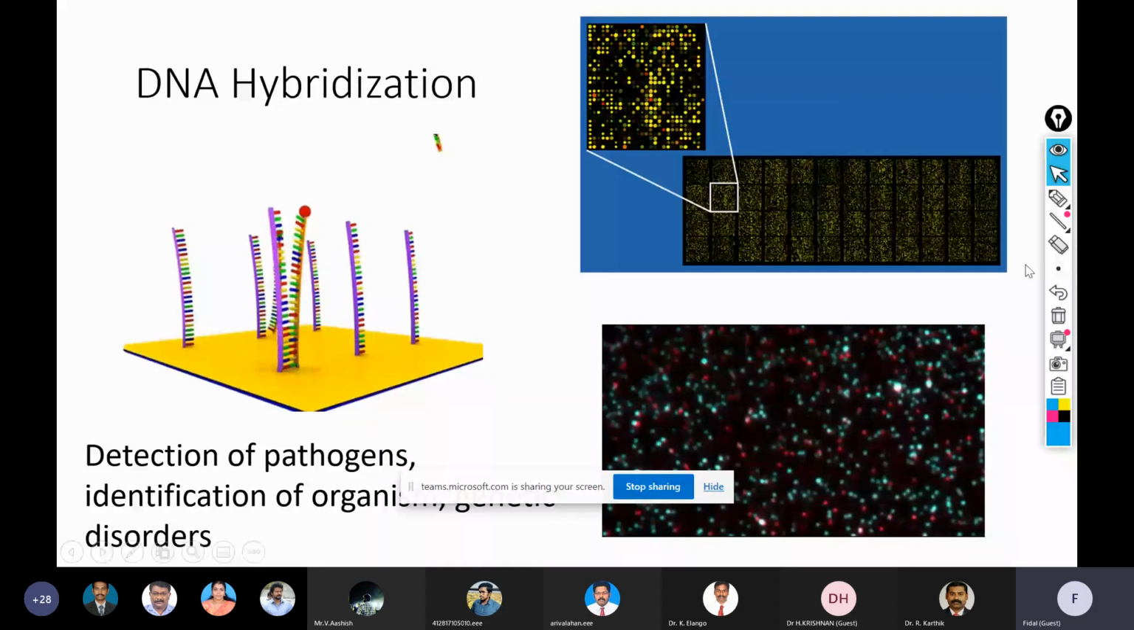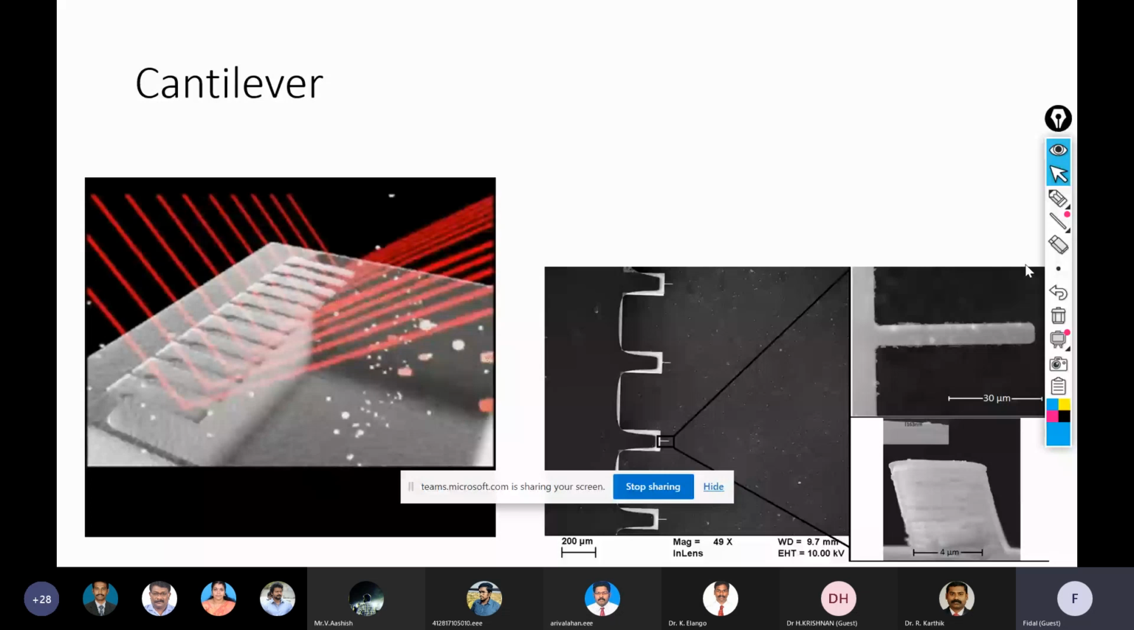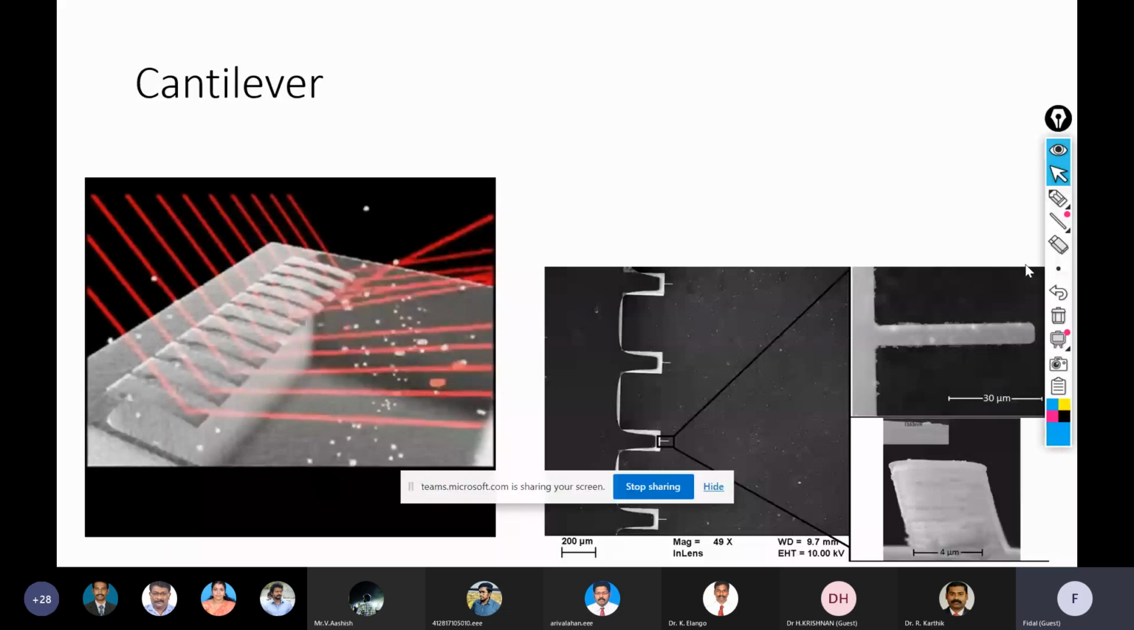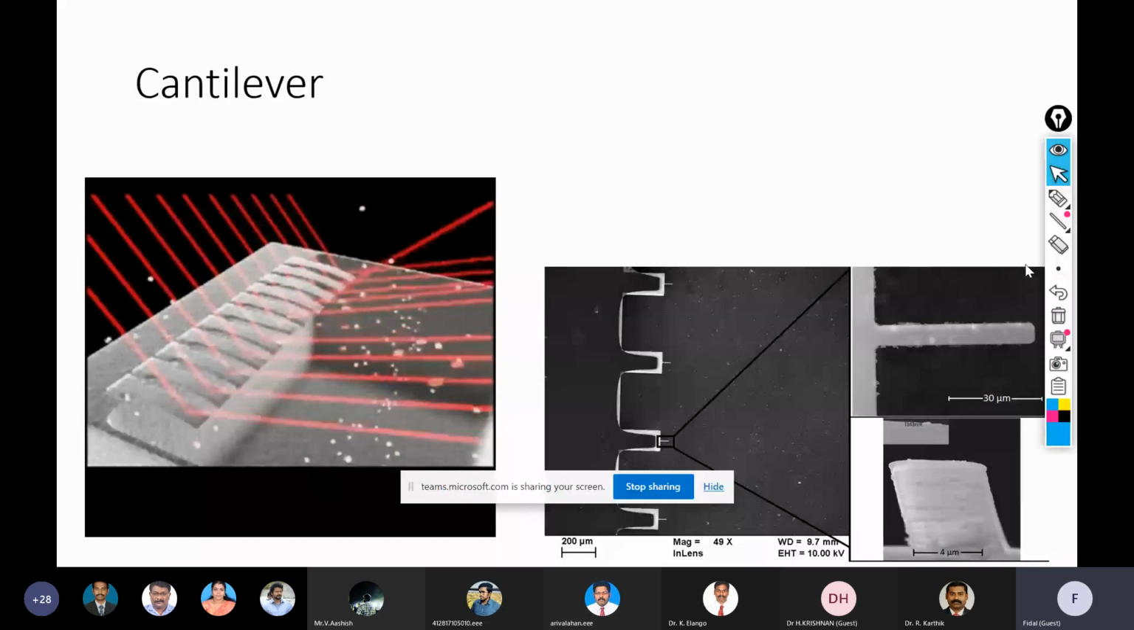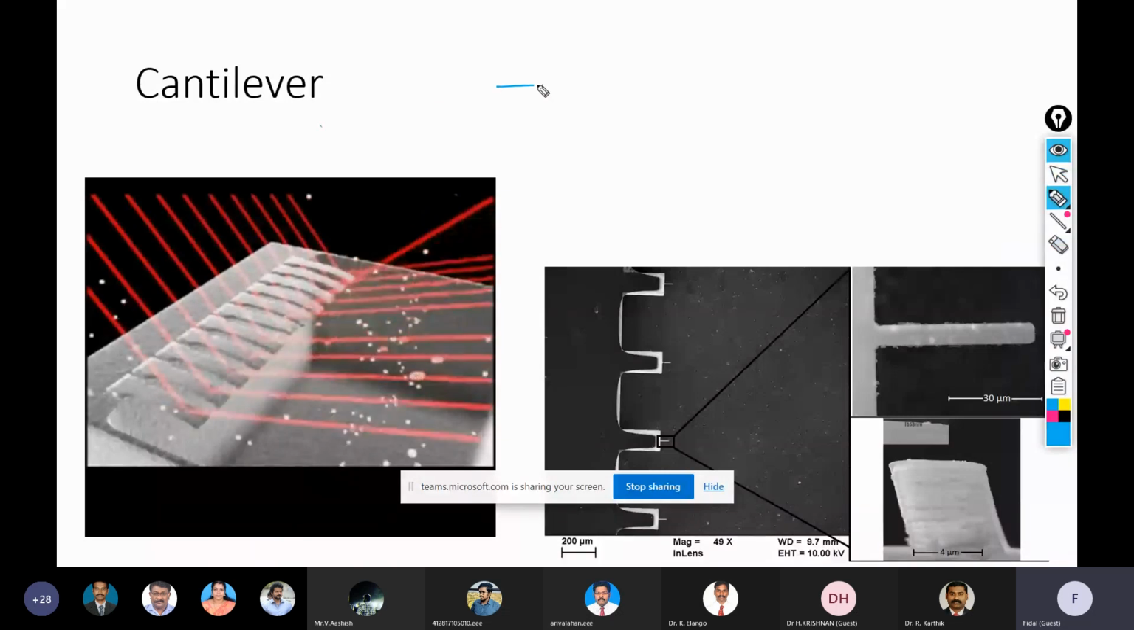So moving on. This is one of the sensors that we are working on in the lab. It's called a cantilever sensor. Cantilevers are like a thin beam of resonators. It has a particular thickness, and it is usually self-standing. Whenever there is a mass attached over here, the thickness is such that it causes it to bend.